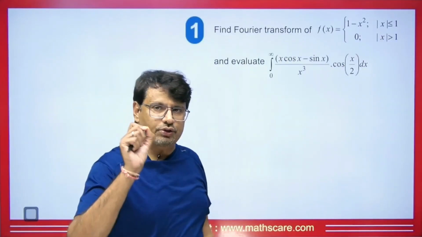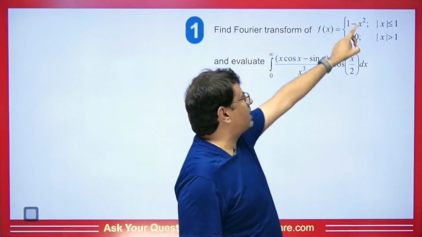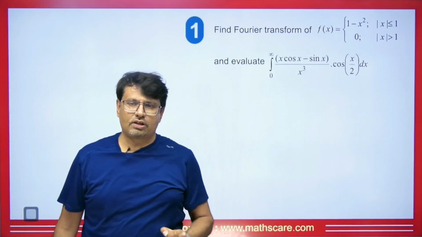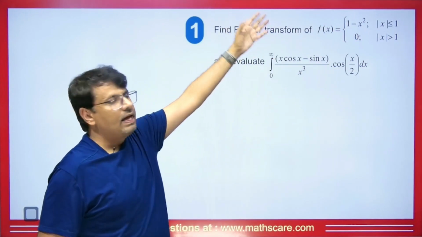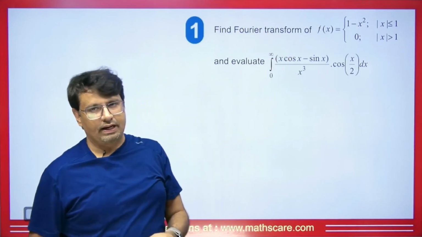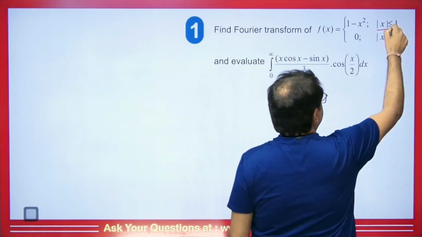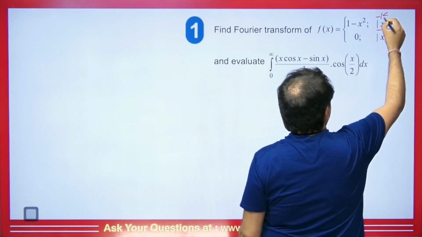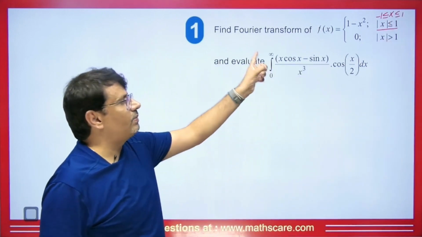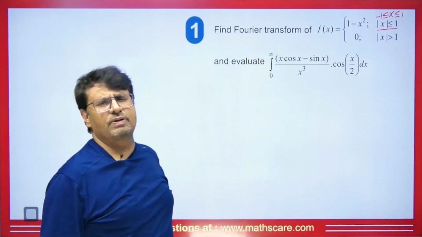The next question asks you to find the Fourier transform of this, and you need to find its value. Whenever this type of question is asked, we take the Fourier transform. Next, we will find its inverse Fourier transform. So we will find the value. You are told here that mod x is less than or equal to 1. This means the value of x is between minus 1 to 1, and in that case its value is 1 minus x square. And what is given in the remaining cases?